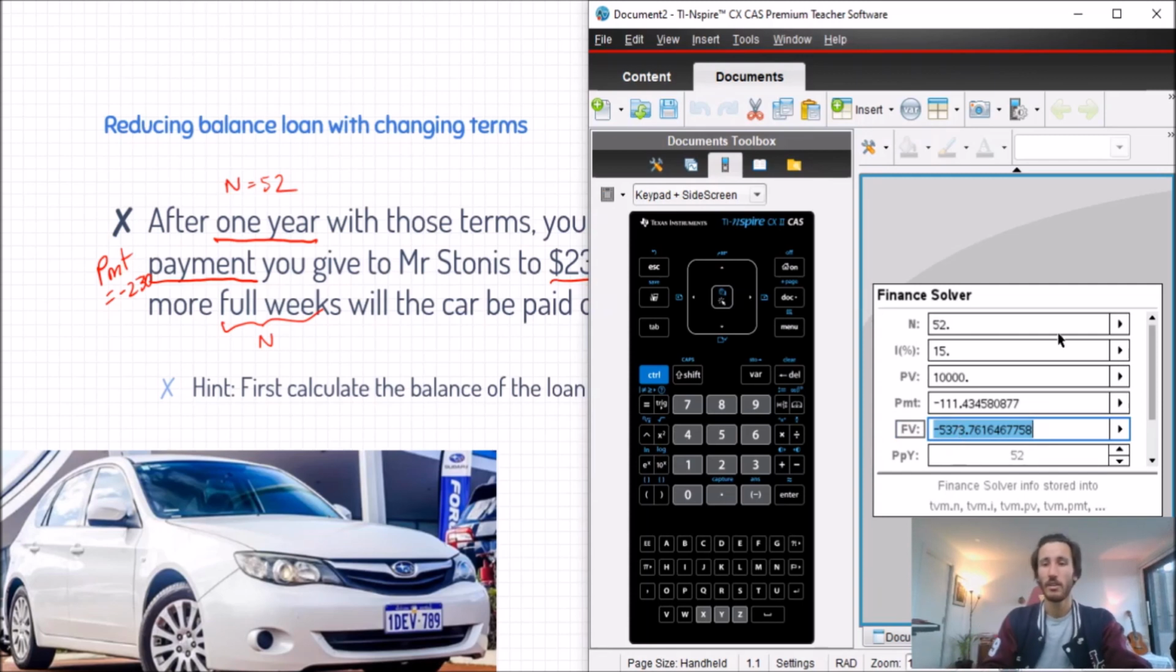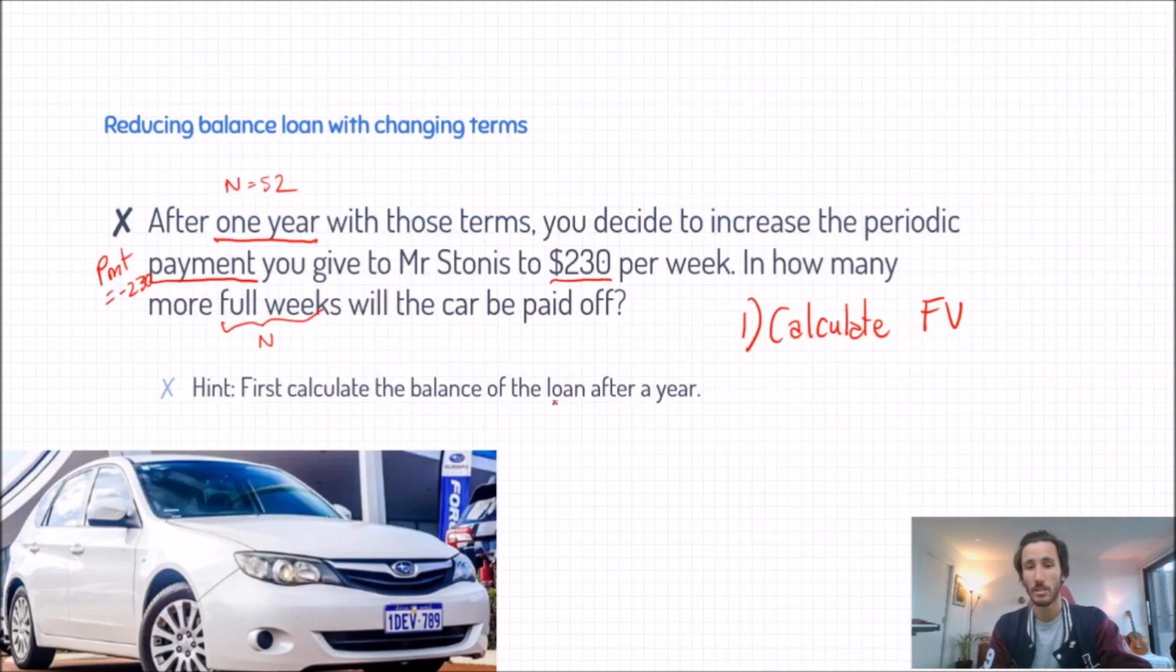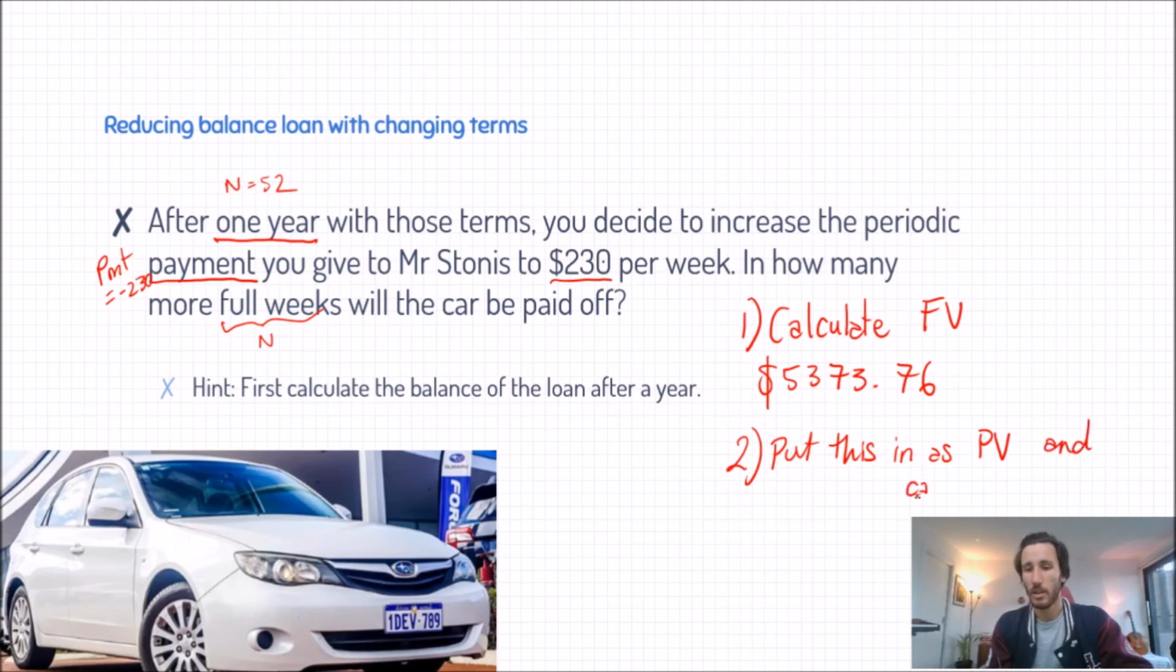In this case, we still owe $5,373.76. So, since we owe that much still, this becomes our new present value. So step 2 is put this in as PV and calculate with new terms.